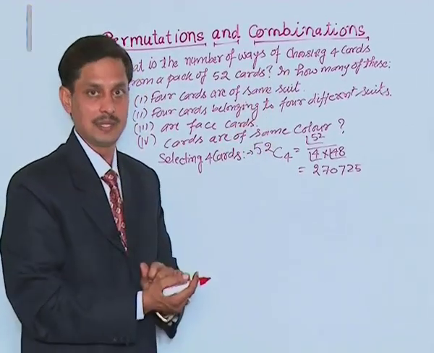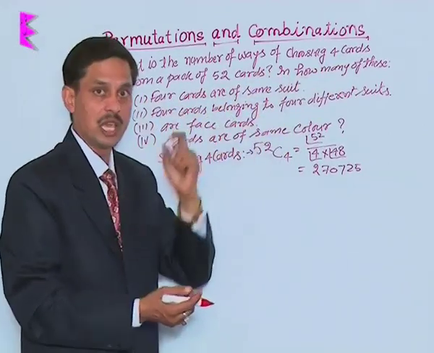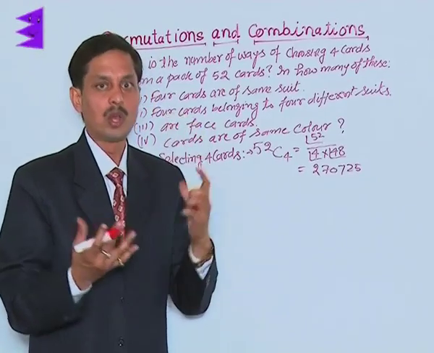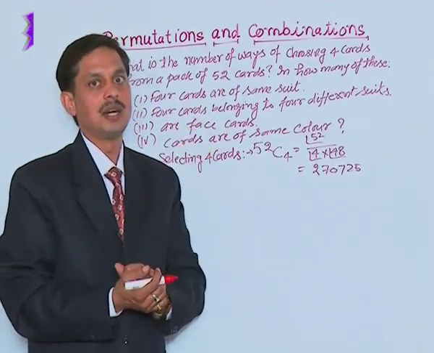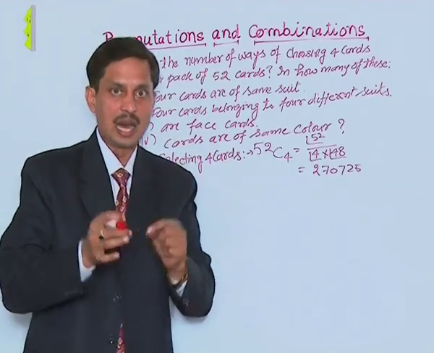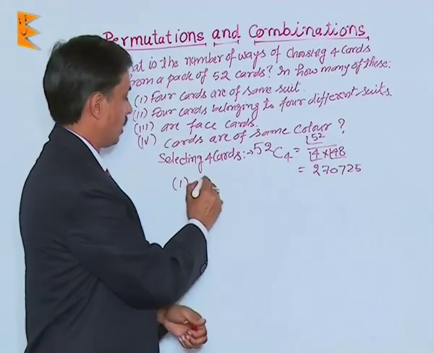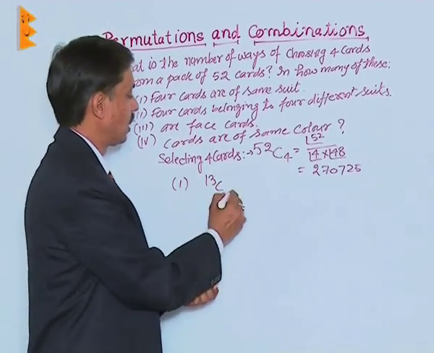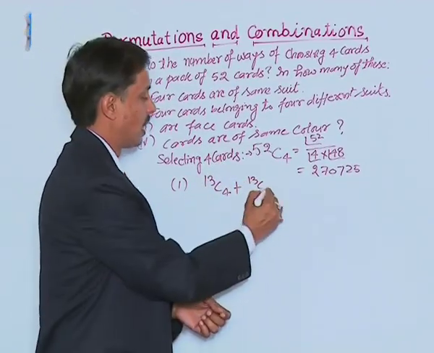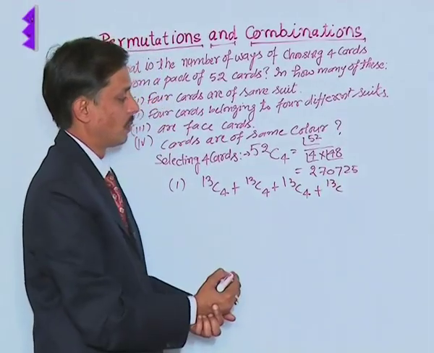Now we are coming to some conditions. In how many ways are these 4 cards of the same suit? You know well there are 4 suits. One of the suits is the diamond, another is the heart, next is the spade, and the last is the club. So if all 4 cards fall in the same suit, these 4 cards can be from the 13 cards of the diamond, or these can be from the heart, or the spade.